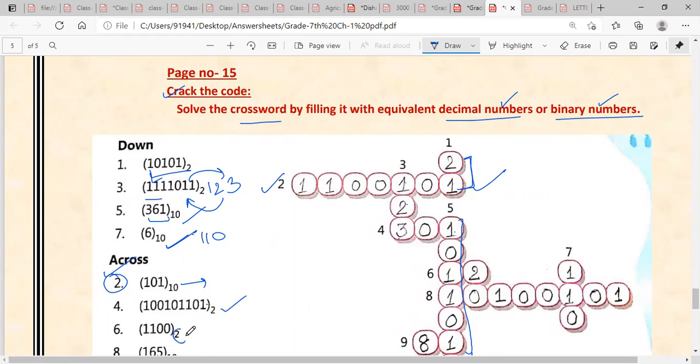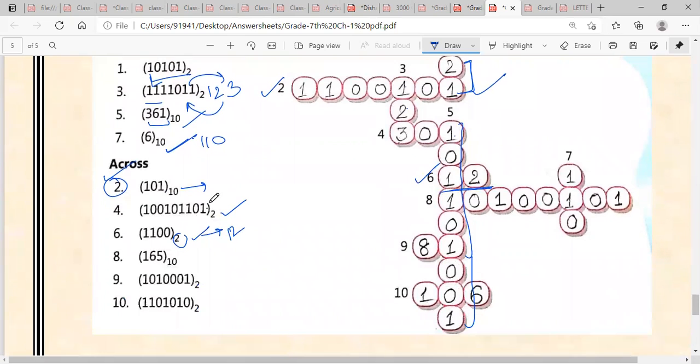Okay, 1100. This is binary, and you will get a result here, 12. Convert into a decimal number. 12 is the decimal number of the sixth question. Next is 165. This is your eighth question, and the binary number of 165 is 101000101. I have already told you the method, so do this question the same way.